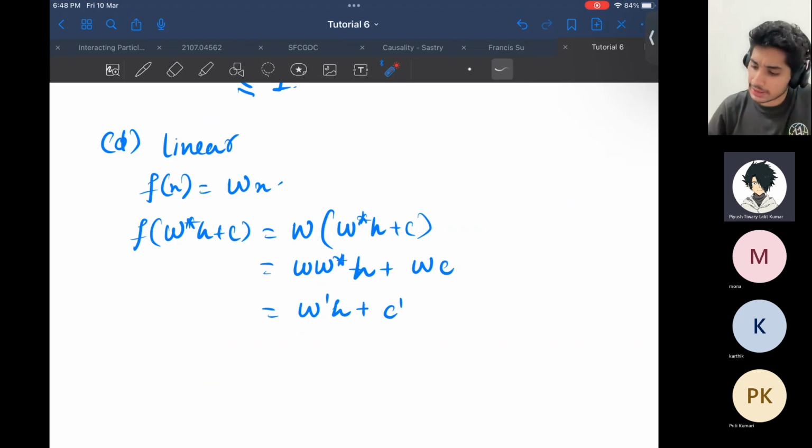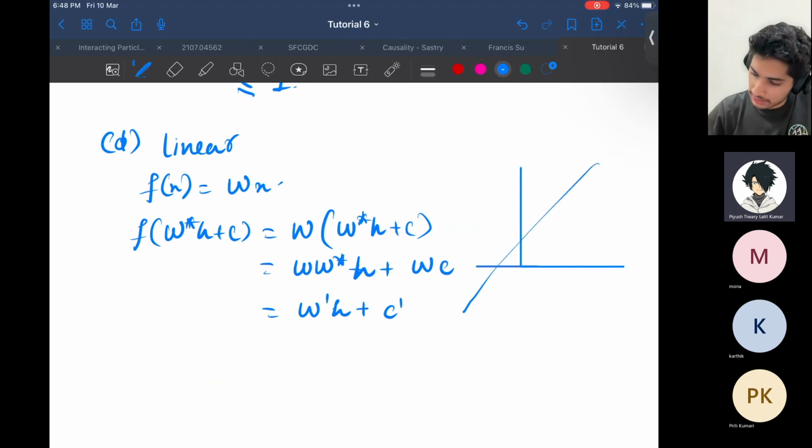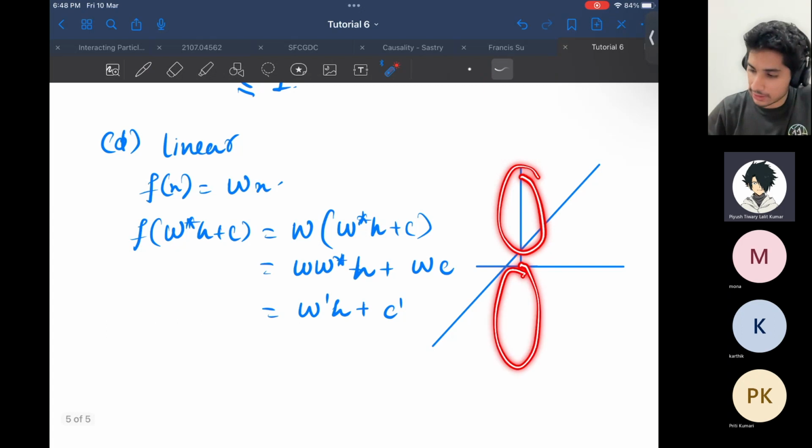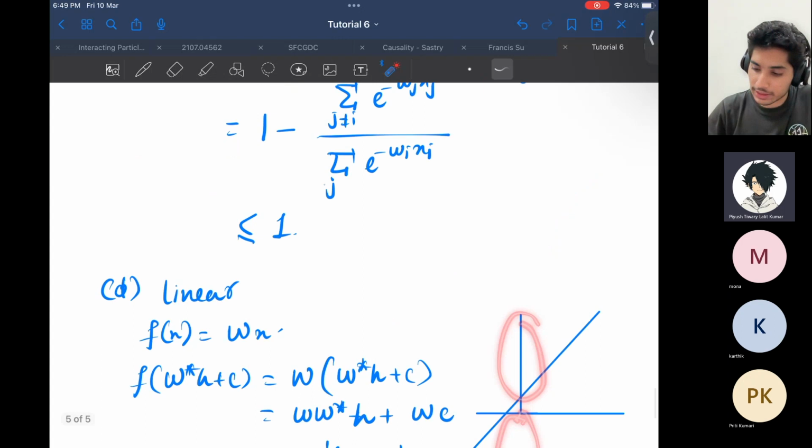So does this have any bound on its range? In 1D, this is like mx plus c form, and what is an mx plus c form? It will just be a line, some line which cuts things at something like this. But you can see that in the range, it covers everything. It covers the positive part as well as the negative part. So this works, right?